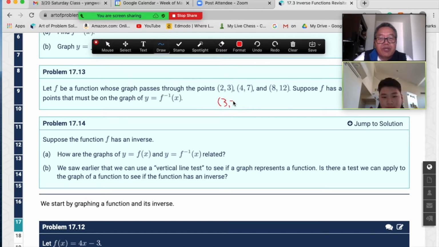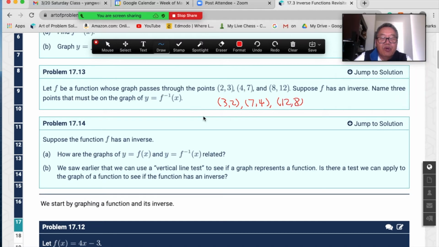You just switch the x and y. Because in the original function it's (2, 3). In the inverse function, that will be (3, 2). Okay? And so will the rest be (7, 4) and (12, 8)? Correct. Very good. That's these 3 points: (3, 2), (7, 4), and (12, 8).